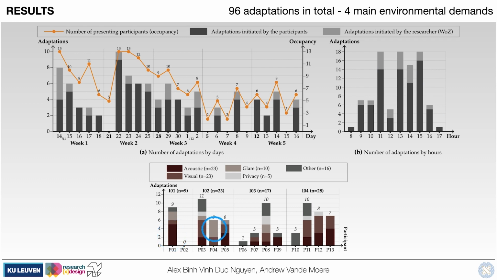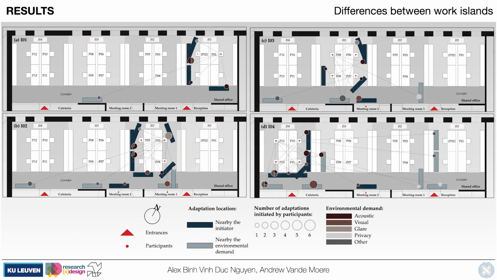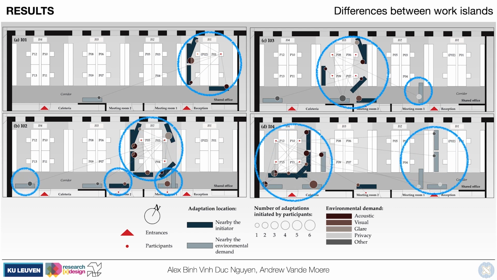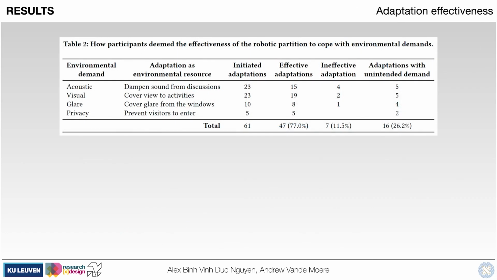Participants at Island 2 focused on glare, while participants at Island 4 aimed to remedy both acoustic and visual demands. We also observed that while participants at Work Island 1 and 3 mostly initiated adaptations close to their area, participants at Work Island 2 and 4 initiated some adaptations that were far away from their work island. Among the adaptations, 77% were deemed successful, while 26% created unintended demands on the participants.